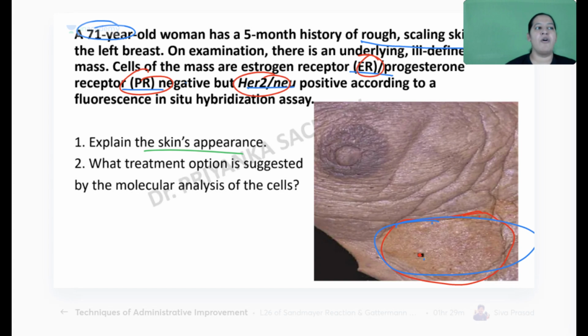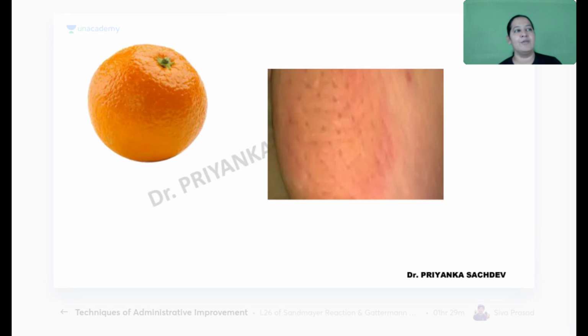What treatment options will you offer depending on the molecular analysis? She is ER negative, she is PR negative, and she is HER2 positive. So what treatment will you offer to such a female? What targeted therapy will you offer? So this is known as peau d'orange. Can you see orange color skin? This is known as, yes Rahul, it is known as peau d'orange because the skin is orange color. Can you see? This skin appearance is looking like an orange.